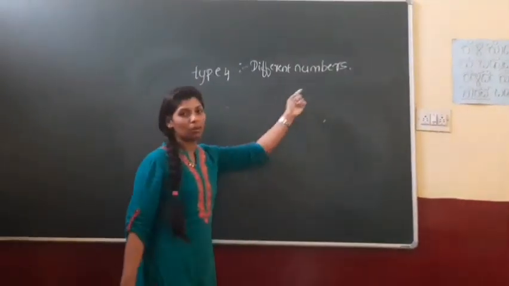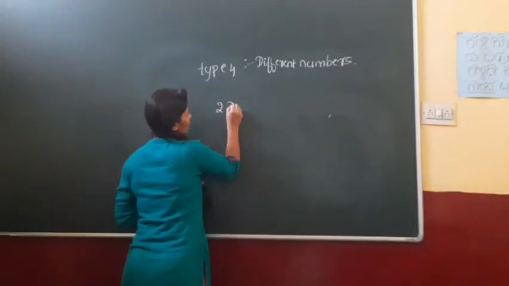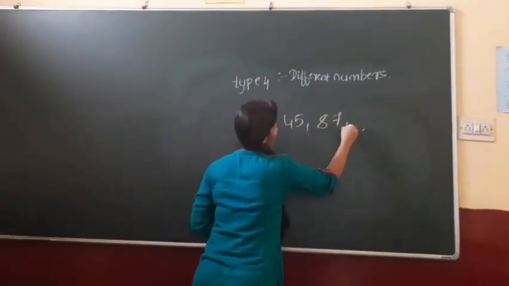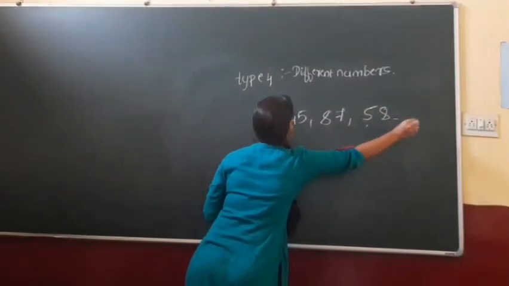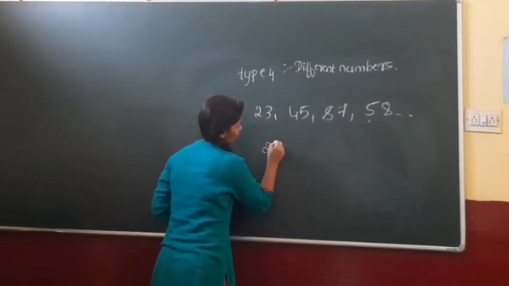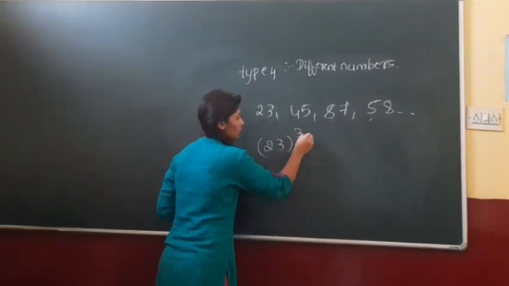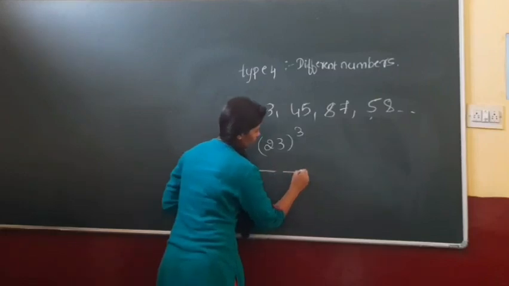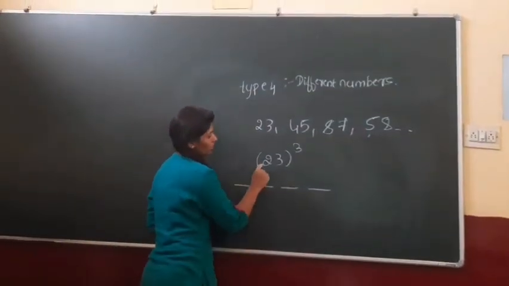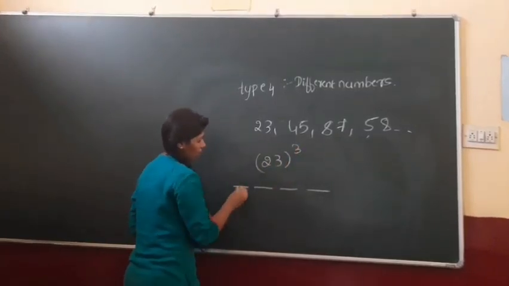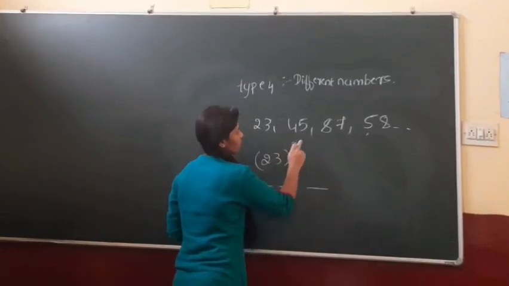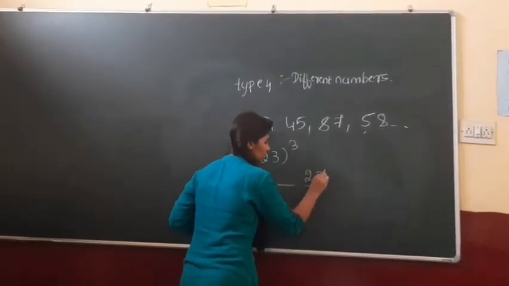With different numbers, that is 23, 45, 87, 58, etc. the different numbers. So now I will take for example 23 cube. How to make 23 cube? That is 1, 2, 3, 4 spaces we need to put, and in the first case we need to take 2 cube, that is 8, and in the last space we need to write 3 cube, that is 27.